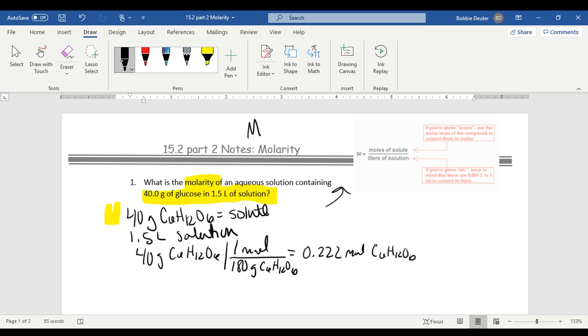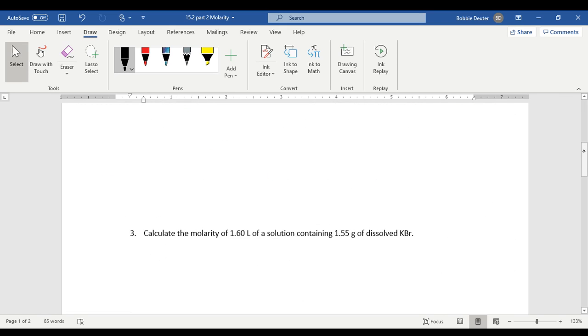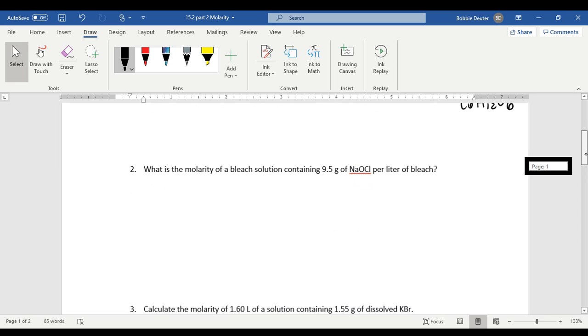And so we take our 0.222 moles of glucose and we divide it by our liters, 1.5 liters. And it tells us that we have a solution that is 0.148 molarity of C6H12O6. So we have a 0.148 molar solution. So that's the molarity of the glucose solution. So let's do one more.